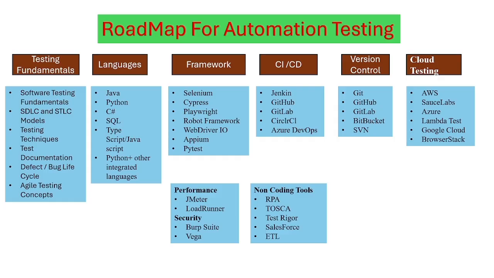In SDLC, we will understand the different phases we have for software development. STLC covers the different phases we have for software testing. There are many different models in SDLC, like the waterfall model, V model, and agile model. Based on the project, the company will choose a specific model. STLC is related to software testers. Every tester should know this.